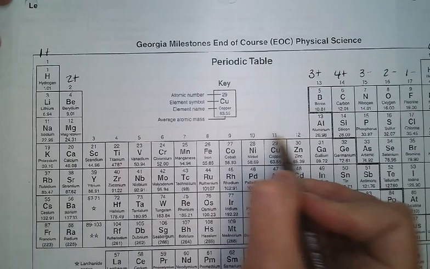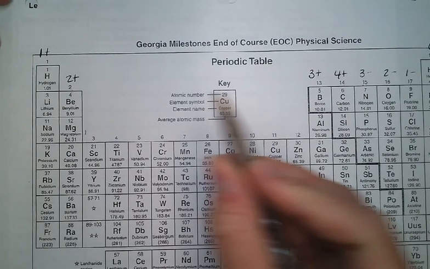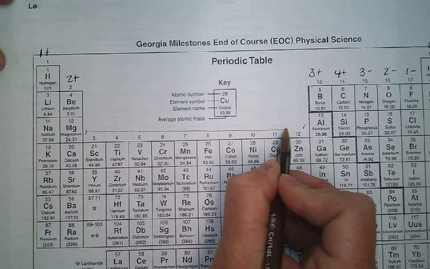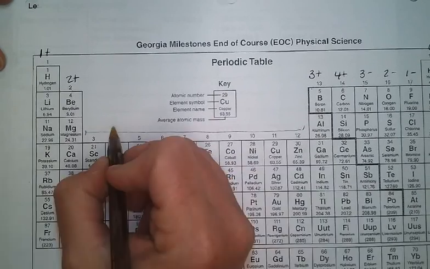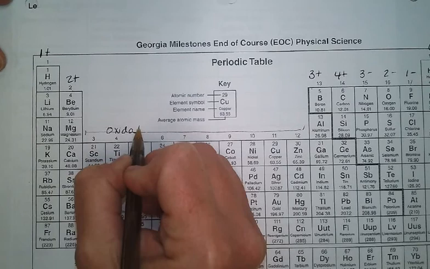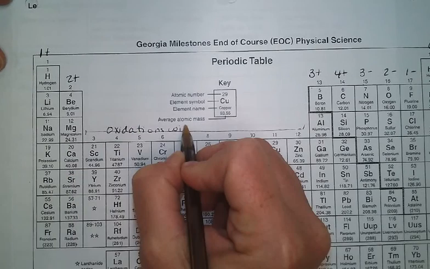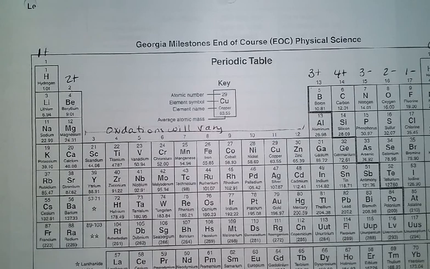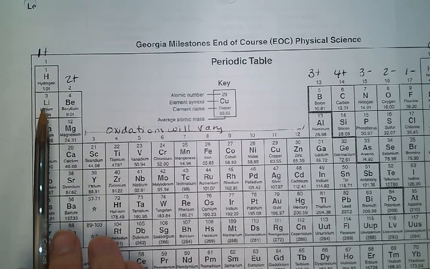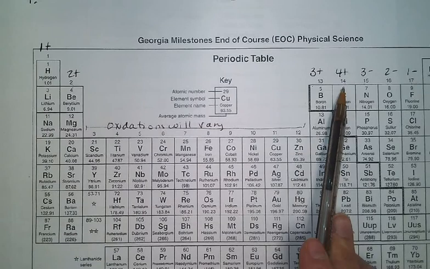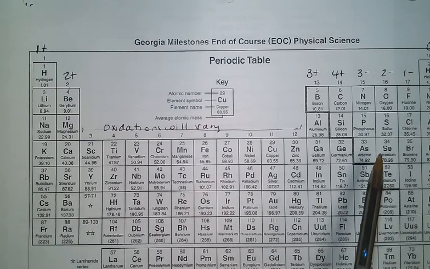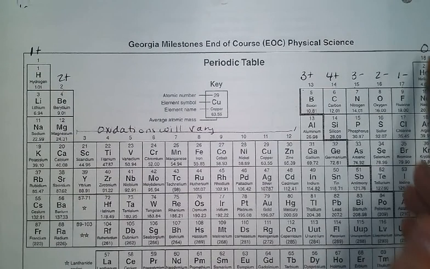Another thing we need to do on your periodic table: you know how we talked about valence electrons varying? Well, the same is true of oxidation numbers. They will vary, so they will change. Now, if these are positive, that means they're losing electrons. If they're negative, that means they're gaining electrons. If it's 0, it means it doesn't gain or lose electrons.